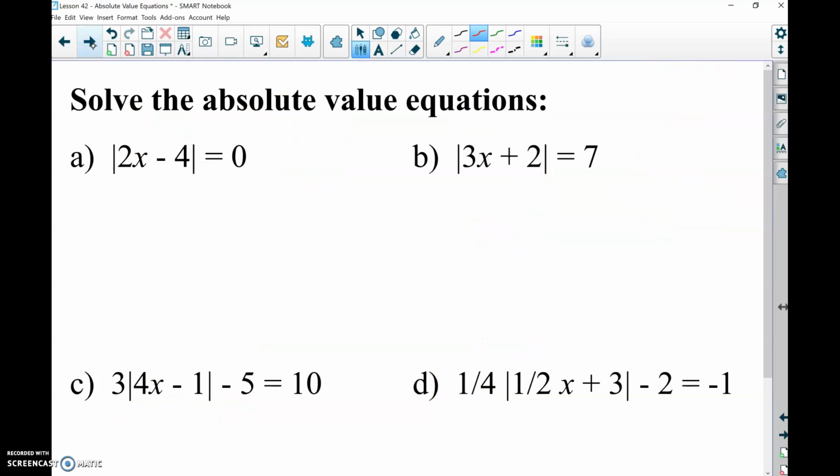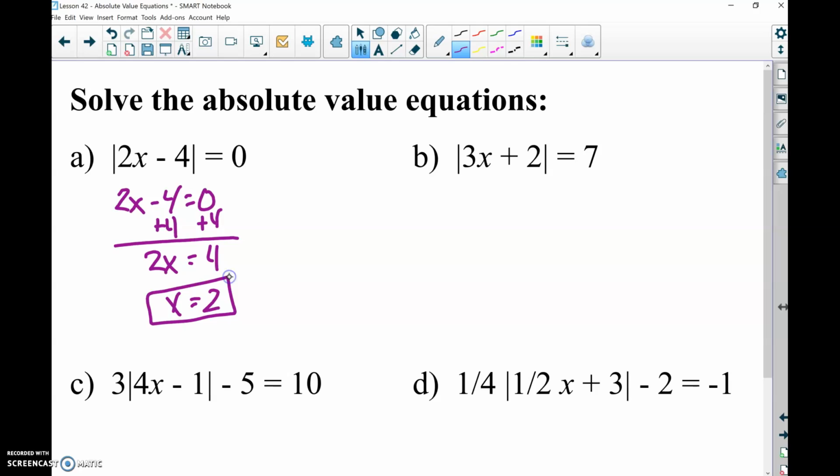Doing a couple multi-step examples. Here again, 2x minus 4, set it equal to what's on the opposite side and to the opposite of what's on the opposite side. Well, 0 is its own opposite, so here we only have one equation. And so we only have one solution for letter A.